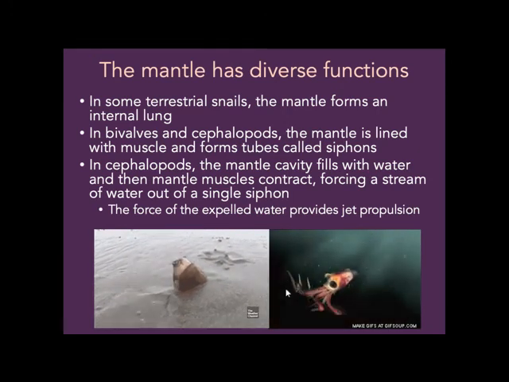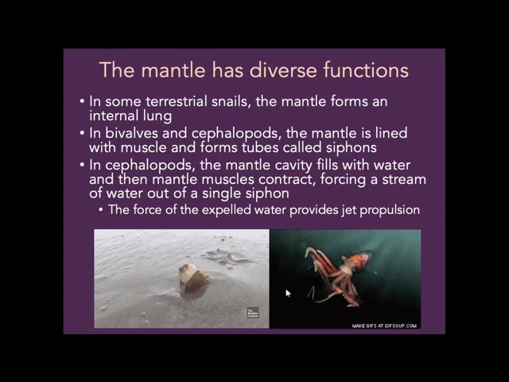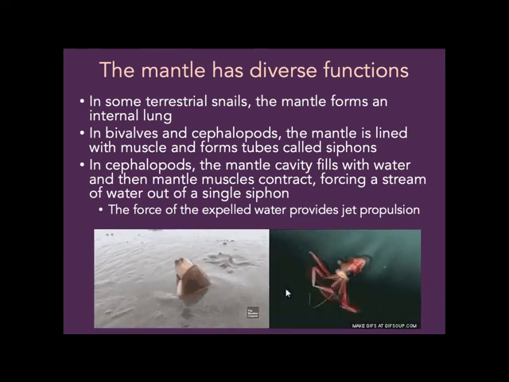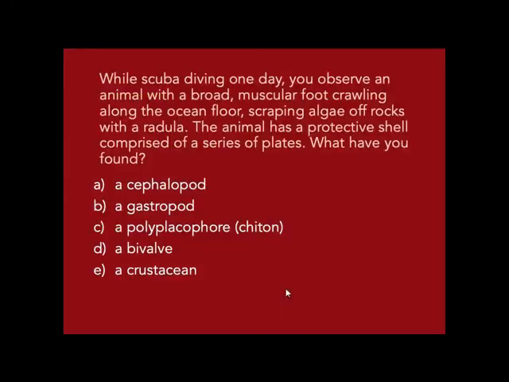Okay. So you're scuba diving one day and you observe an animal with a broad muscular foot crawling along the ocean floor scraping algae off rocks with a radula. The animal has a protective shell comprised of a series of plates. What have you found? It's not a cephalopod, because that's not how they do. Right, okay. What else? It's not a gastropod, because they only have 1 shell. Could it be a bivalve? No, they wouldn't have a radula.